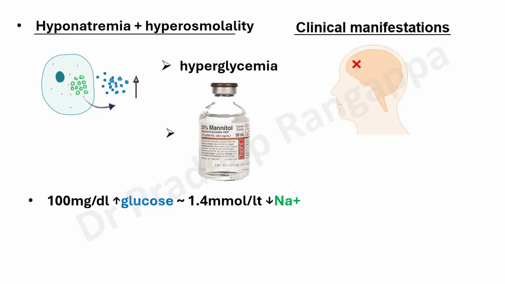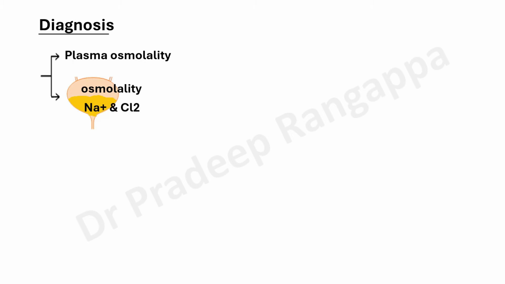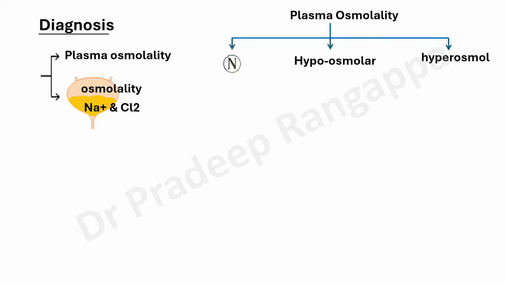The clinical manifestations of hyponatremia: they can have headache, confusion, coma, seizures, vomiting, lethargy, malaise. Those are the non-specific clinical findings of hyponatremia. For the diagnosis of hyponatremia, the whole crux is to determine osmolality. As I said, most hyponatremia has low osmolality. That's why you have to determine whether it is high or normal osmolality, where the causes are very simple. If it is low osmolality, then you have to check urine osmolality, and urine sodium and chloride.